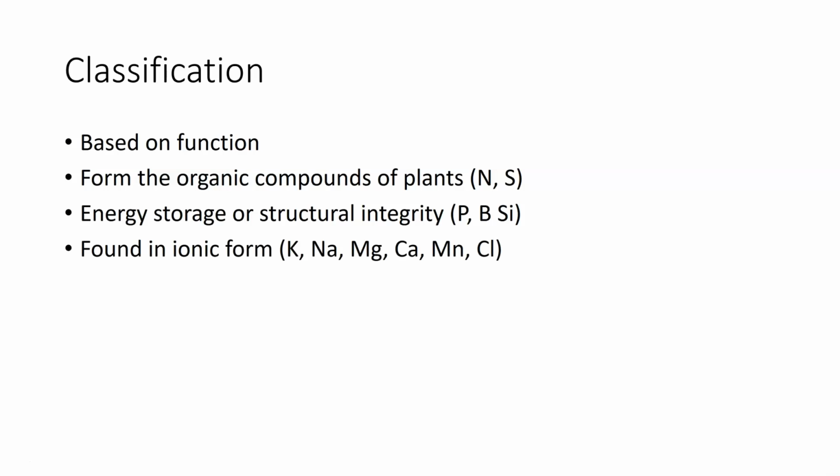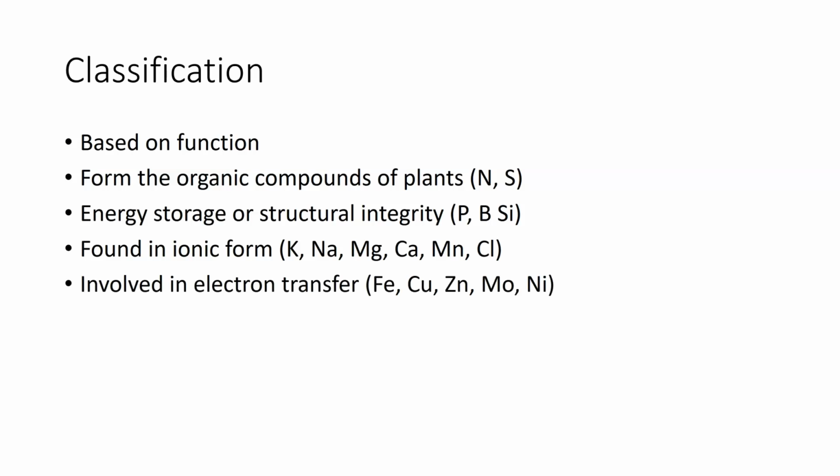We have those that are found in ionic form, which means they are doing something based on charge. These include potassium, sodium, magnesium, calcium, manganese, and chlorine. We have those that are involved in electron transfer, which include iron, copper, zinc, molybdenum, and nickel. These are based on the way that they function within the plant. This is one of the methods of classification.